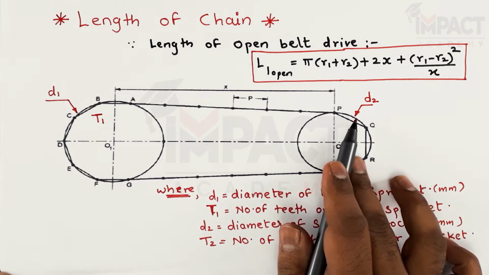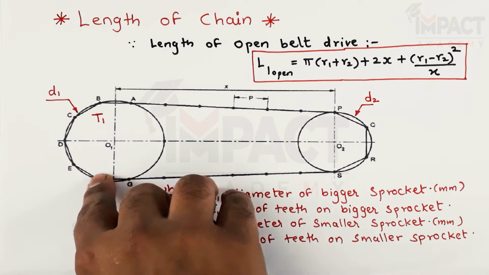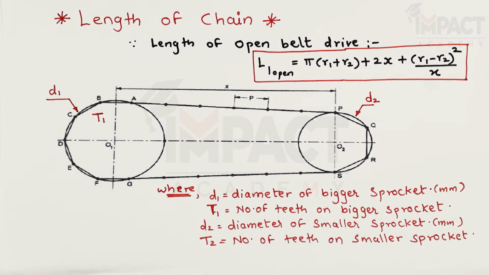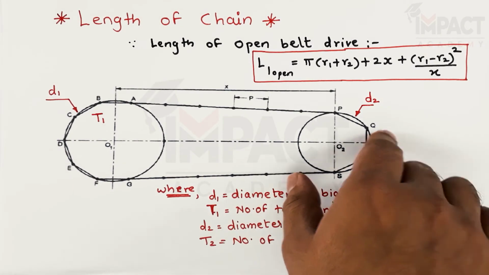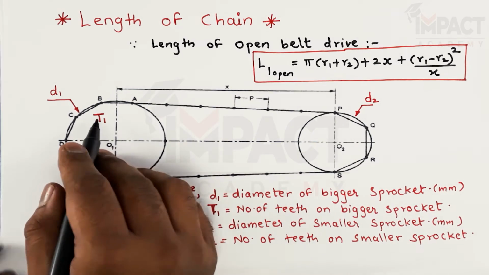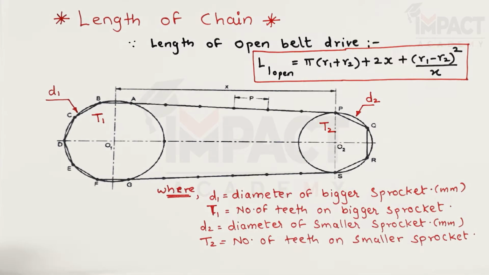Similarly, D2 indicates the diameter, and when I am talking about diameter in case of chain drives, that diameter indicates the pitch circle diameter, because pitch circle is that circle which passes through all the hinge centers of a sprocket. So for the analysis purpose we have to take the pitch circle diameter. So D1, D2 both are the pitch circle diameter for the bigger sprocket and for the smaller sprocket respectively, having teeth T1 for the bigger sprocket, teeth T2 for the smaller sprocket.